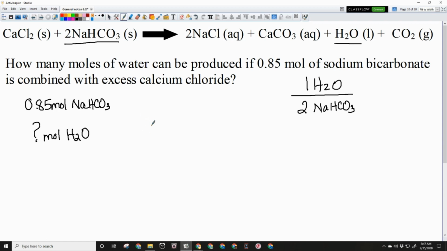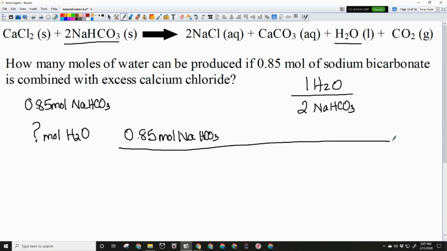All right, so we're going to start off with our given. So that's 0.85 moles of sodium bicarbonate. We're going to put that over 1. And what are we looking for? Moles of water. So the good thing about this is on our mole map, we don't have to convert to grams, particles, or liters. We're staying at moles. We're going to start off easy.